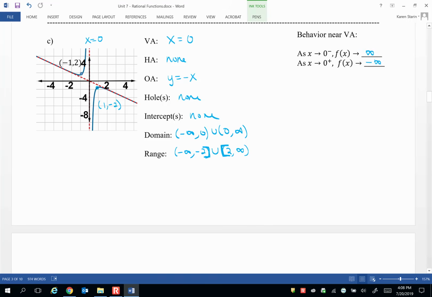And make sure you got this correction, because remember the y values of -2 and +2 are on the curve, so we include those in the range with the symbol of the square bracket.